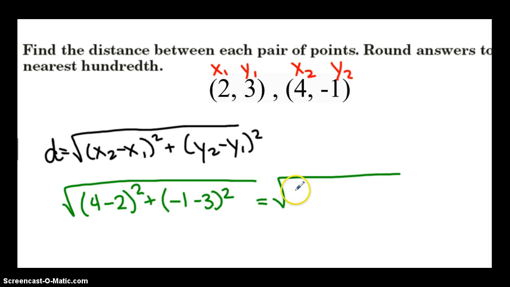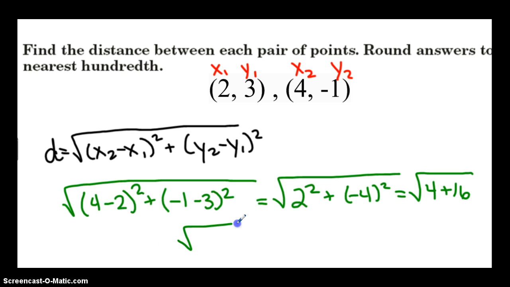So, simplifying, we would get 2 squared plus (-4) squared, which equals 4 plus 16. And that's the square root of 20. And if we do as our directions say, which is round to the nearest hundredth, that's to 2 decimal places, we know the square root of 20 is approximately 4.47.